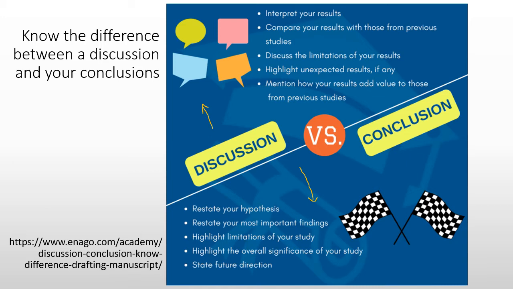In your conclusion, you obviously need to restate your hypothesis, and don't copy and paste it. You can rewrite it, but you need to make sure that when the reader is reading your conclusions, they remember what the purpose of the research is. So instead of having that word hypothesis, just think about it as the purpose of your research. Then you can restate your most important findings. So that is essentially a summary of the most important results.